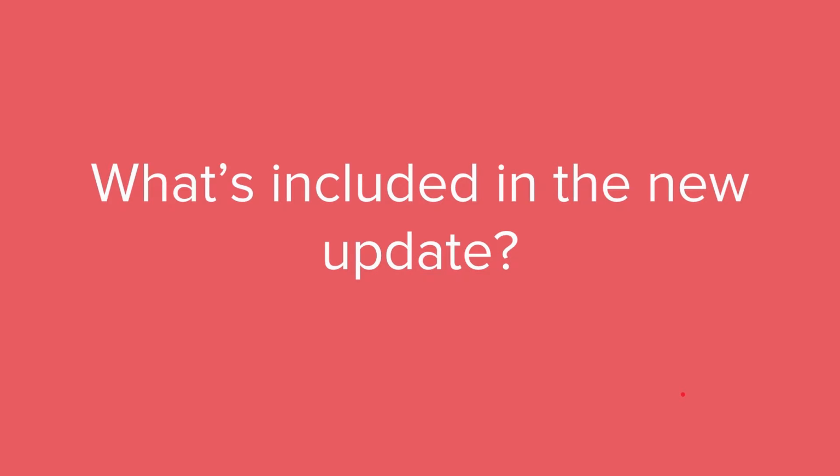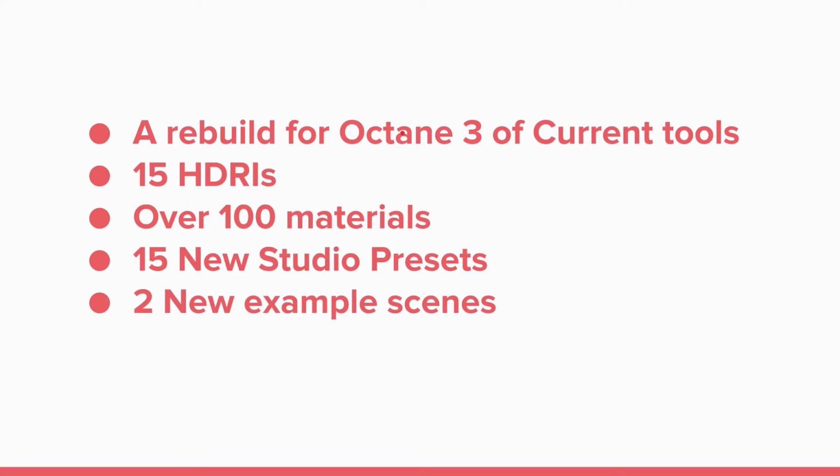So what's included in the new update? A rebuild for Octane 3 of current tools. We have 15 HDRIs now. We have over 100 materials. I'm going to be honest, I didn't count them. There's probably over 200 or 300. And there's 15 new studio presets. We've actually gotten rid of all of the old ones.